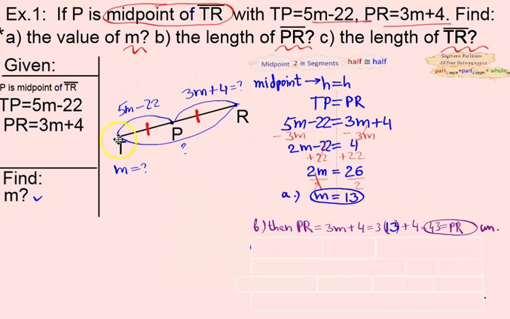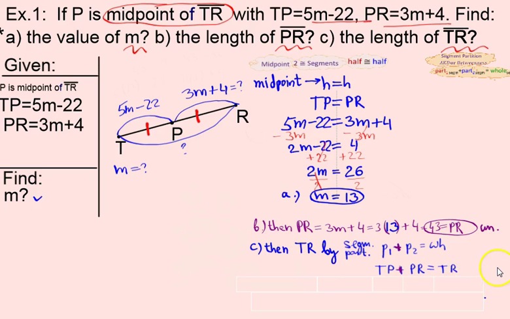So my reasoning will be written as TR. Bipartition of the segment is a sum of two parts. I will now describe these parts. First of them is TP, and the second is PR. The whole would be TR. So continue that with substitution.